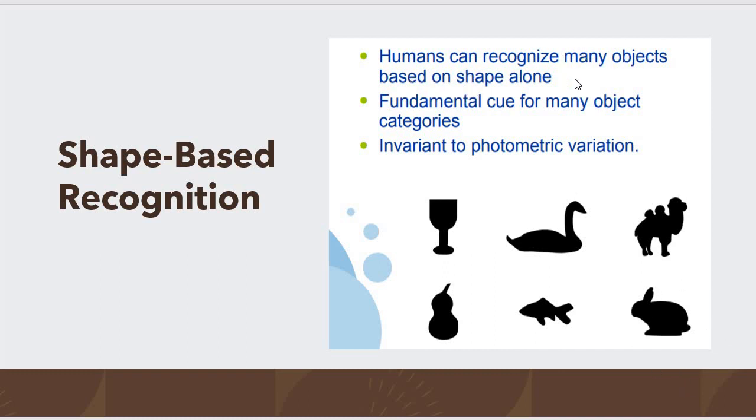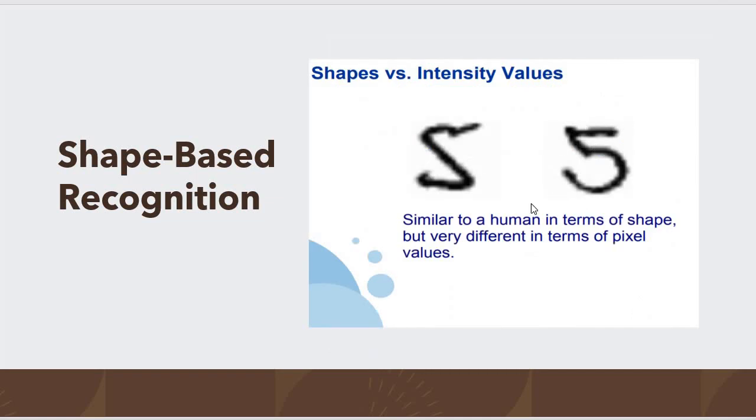So humans can recognize many objects based on shape alone. For many objects we can say this belongs to a particular category: this belongs to the glass objects, this belongs to the duck or bird family, and this belongs to the camel family. We can categorize into different object classes, with invariance to photometric variation. Again we have considered these two pixels, with respect to shape versus intensity value.